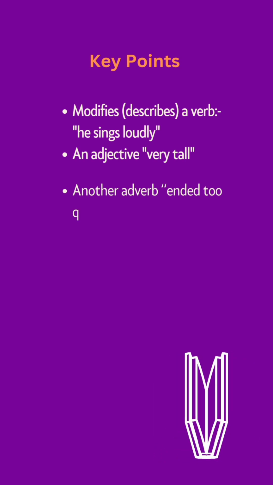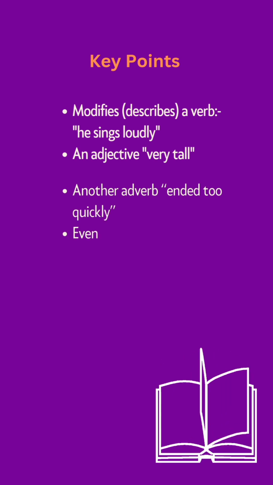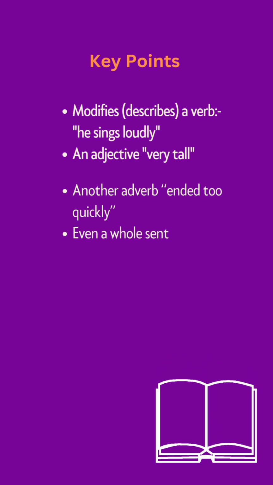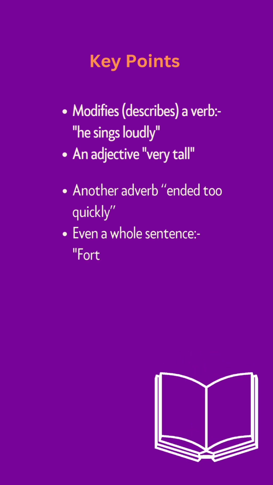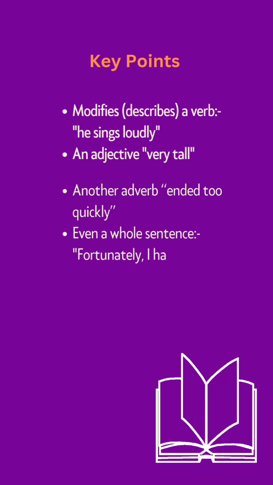For example, he sings loudly. How it modifies an adjective: very tall. How it modifies another adverb: ended too quickly. Here, too is an adverb.